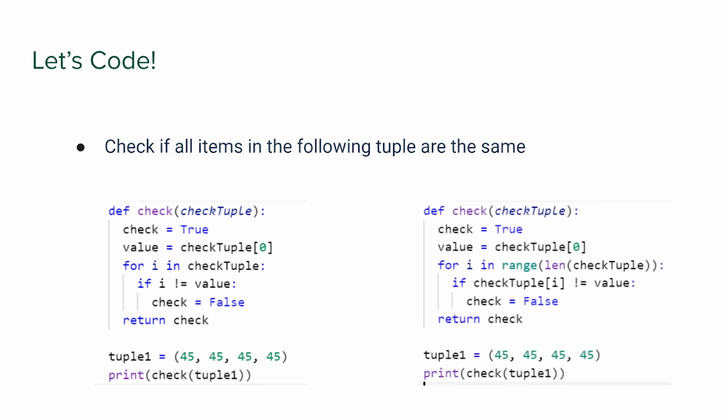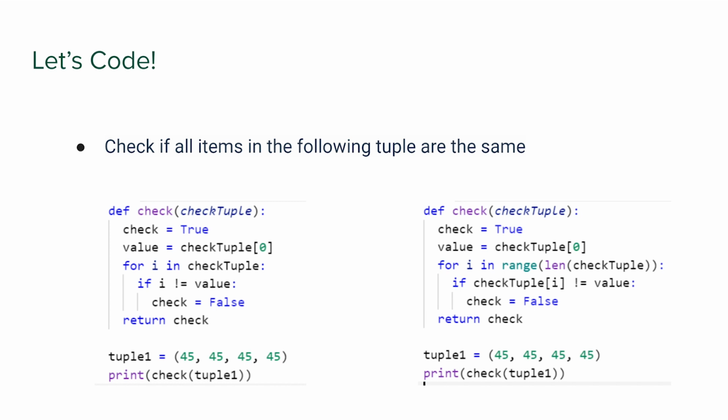Okay, this is another way of doing the same thing. You can use the len function instead here. So previously, we were talking about going through the tuple element by element. A second example, going through using the length of the tuple, whereby we're checking if the tuple at that specific counter value does not equal value, then check is false. And basically, it does the same logic for the conditional statement.